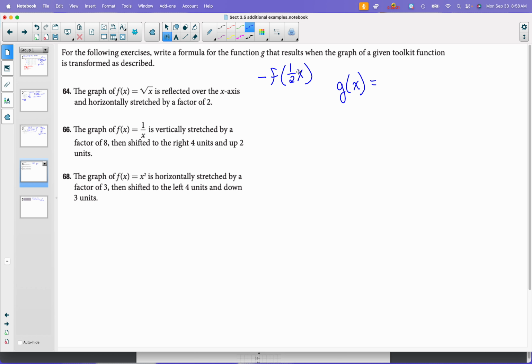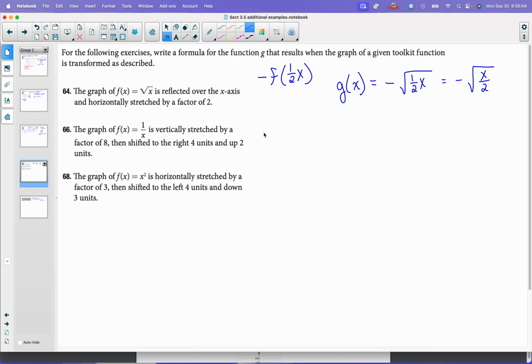What you do is it's going to be negative, and it's the square root of x, but we're going to replace the x with 1/2 x. So it's the square root of 1/2 x. Or you could say negative the square root of x over 2. That would be the same thing. So that would be g of x, since we know particularly what the function f of x was.